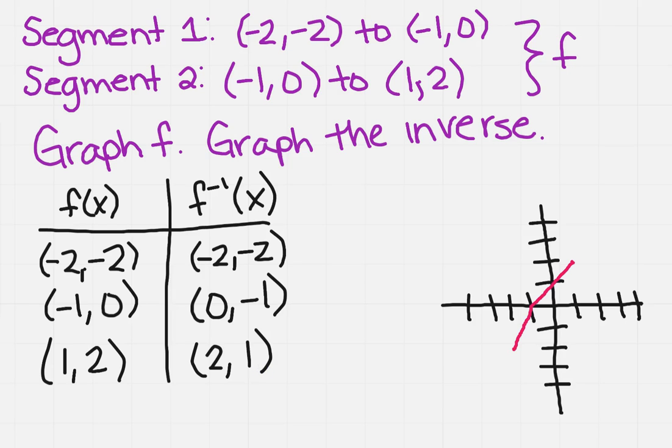So if I were to graph this second round, I've got negative 2 and negative 2, so it's still going to be in this same spot down here. And then I'm going to have 0 and negative 1, which is right there. And then I'm going to have 2 and 1, which is here. So it kind of comes up like this, and then it comes over like this.